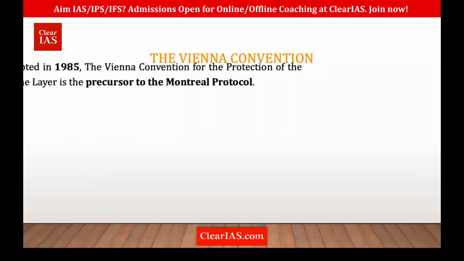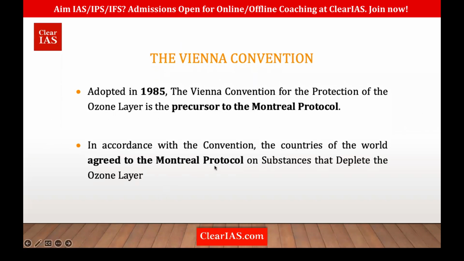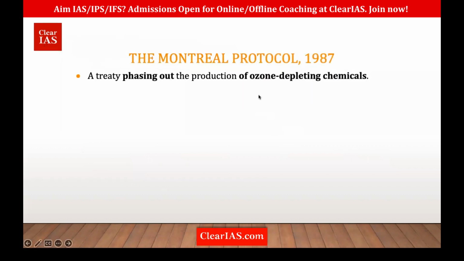So first, Vienna Convention. In 1985, as I've told you, all the countries in the world came together for what? For forming a protocol to curb ozone depleting substances from the surface of the earth. So what did they do? They all agreed to this Montreal Protocol in the Vienna Convention. So what is this Montreal Protocol? This was actually adopted in 1987.